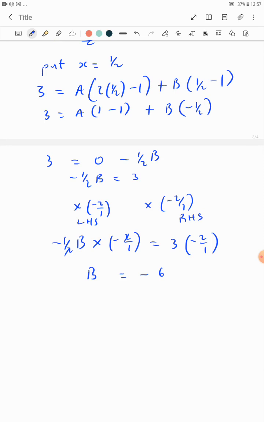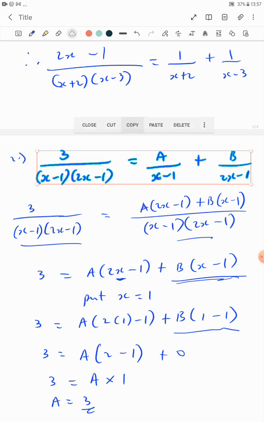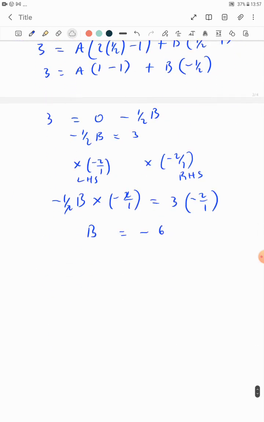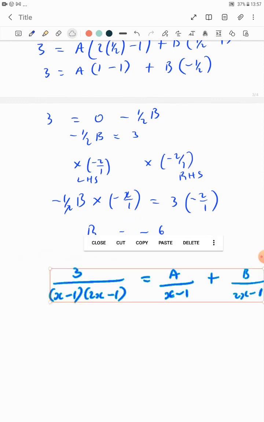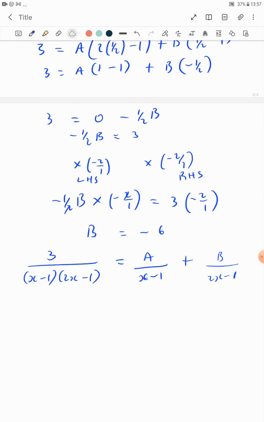And now we can write our partial fractions. Let me just copy it, that will make it faster. Let me copy it so that I can just plug it in directly. Therefore this is what we have.